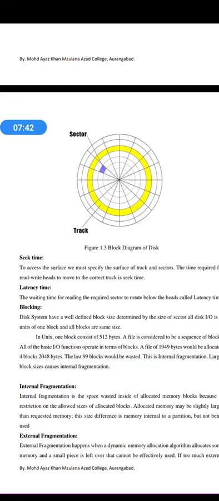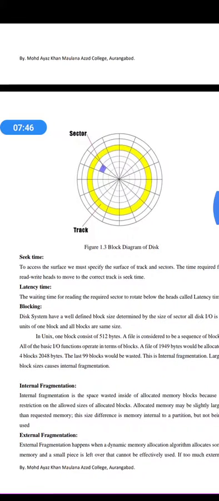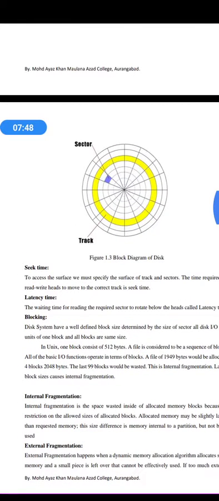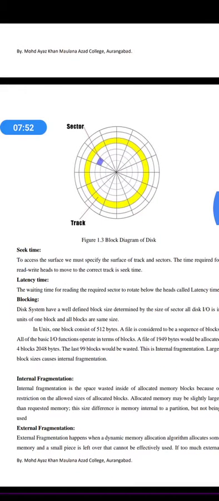Second is latency time, the waiting time for the required sector to rotate below the head. That is this blue section, to rotate below that head, that time is called latency time. And another is block size. When we are arranging such disks one above the other, then continuous sectors form a block, and that block contains information.